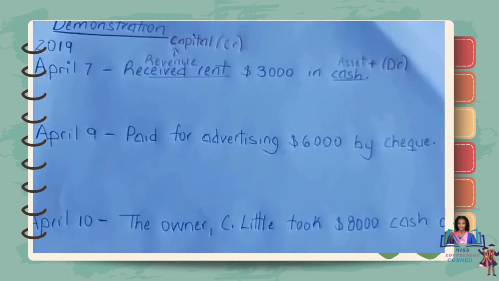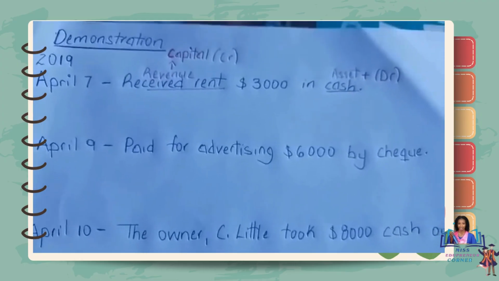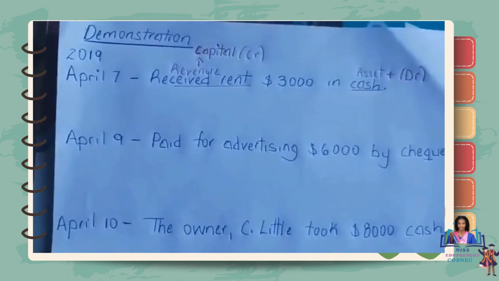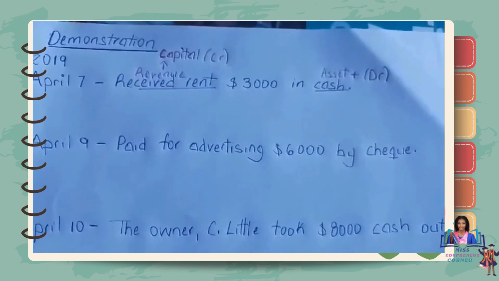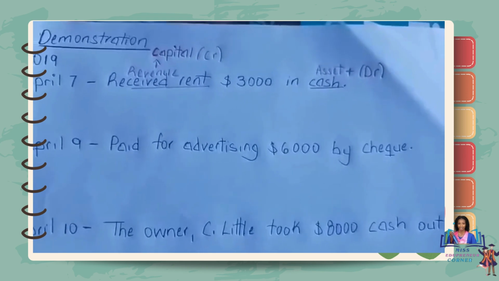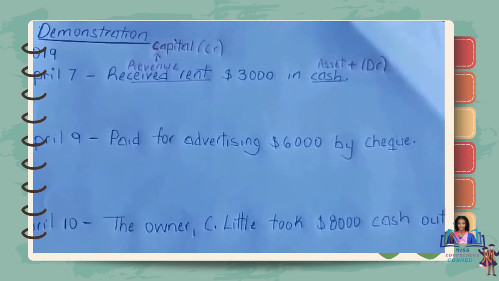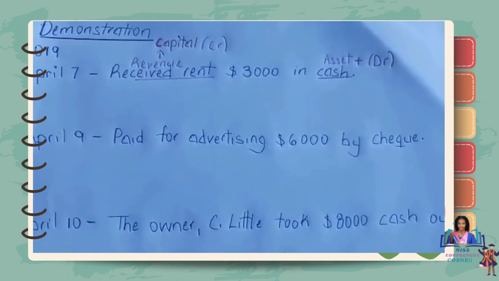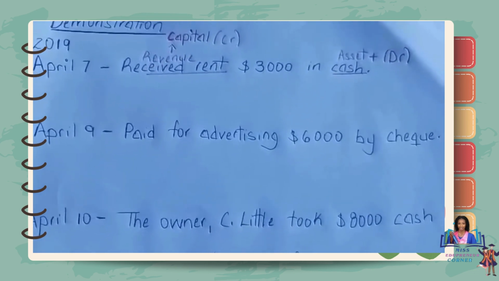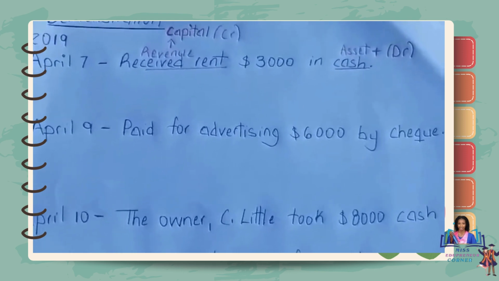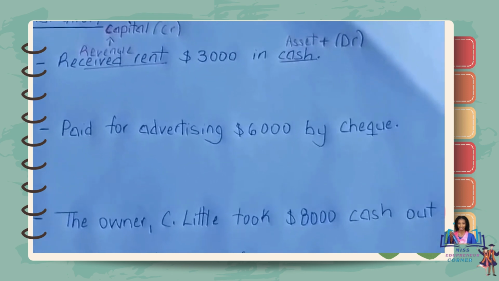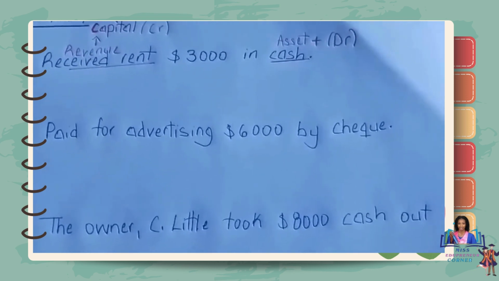So moving right along into transaction number 2. On April 9, 2019, paid for advertising $6,000 by check. So the two accounts being affected would be advertising and check. Is advertising a revenue or an expense though? It's not a revenue because it's not money being received. It is an expense because money has to be taken out in order to advertise for the business. So advertising is an expense account, and then the other account affected would be check, which represents bank.